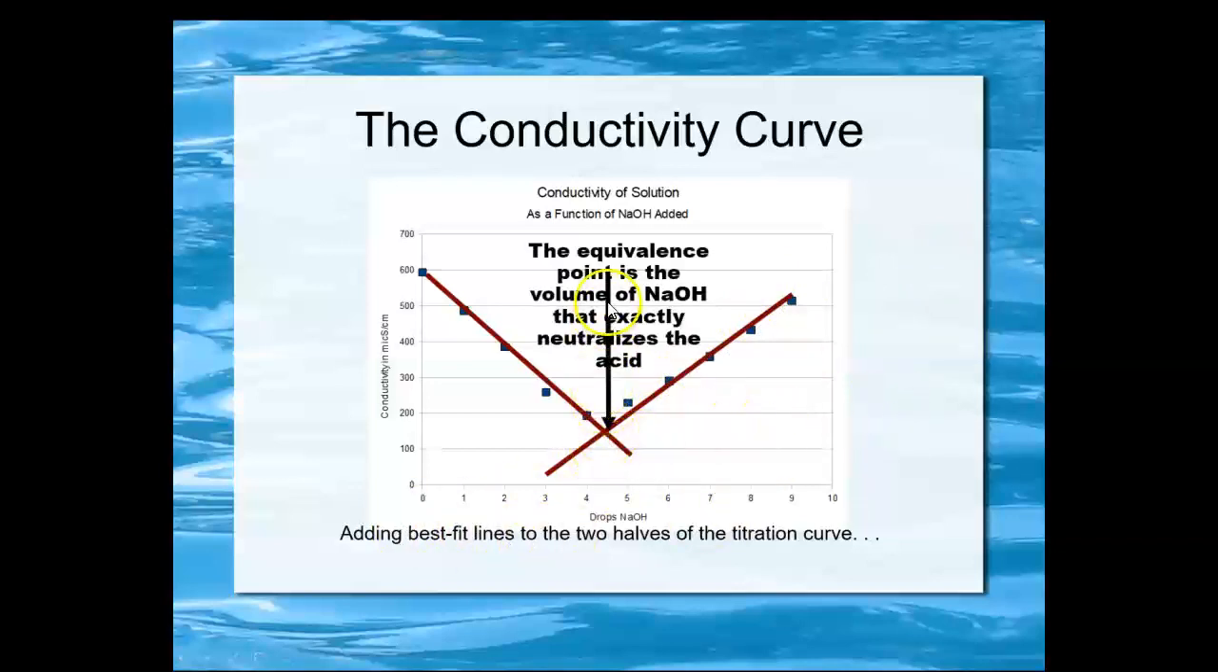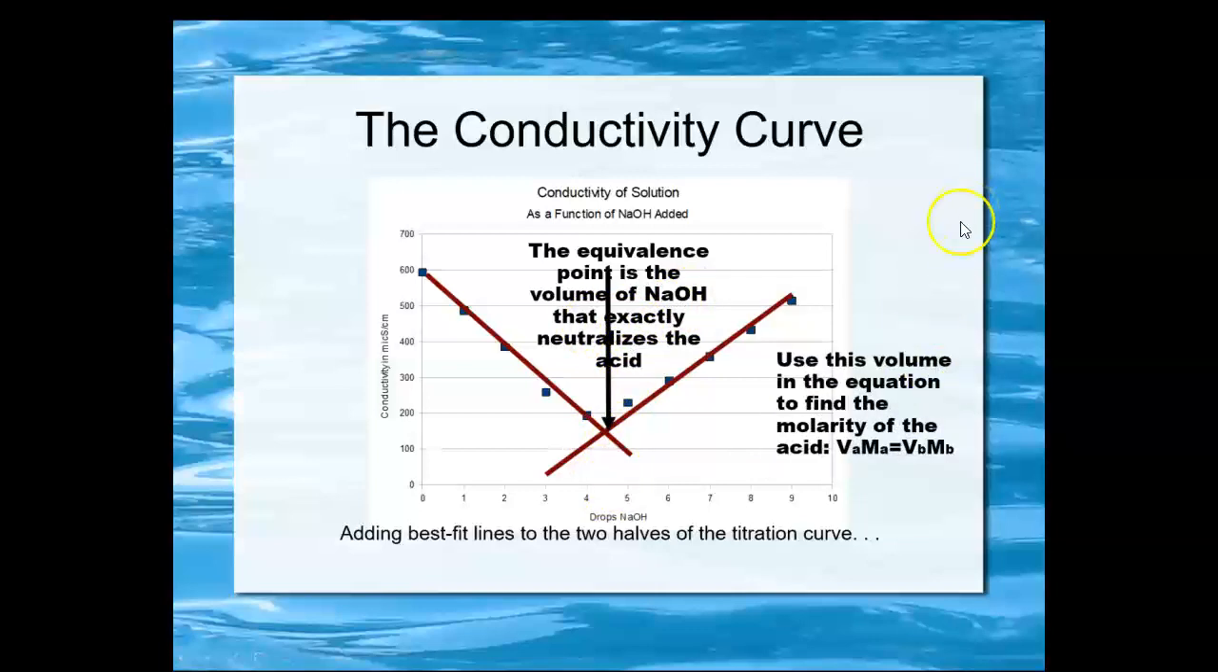We then find the equivalence point here from the intersection point of the two straight lines, and that's the volume of sodium hydroxide that would have exactly neutralized the acid. It's about 4.5 drops. So then we used that volume in the equation to find the molarity of the acid.